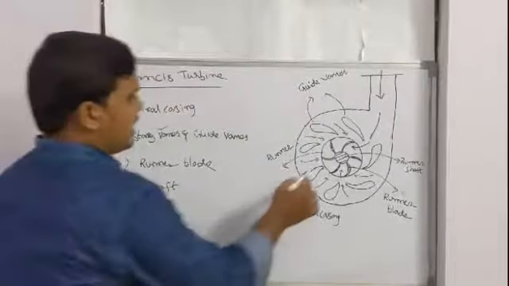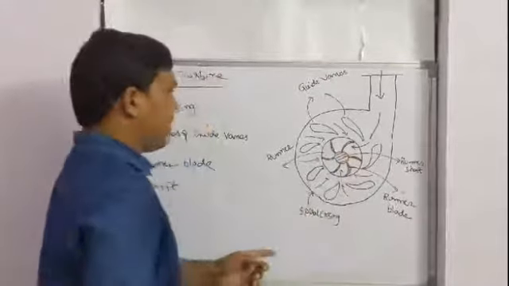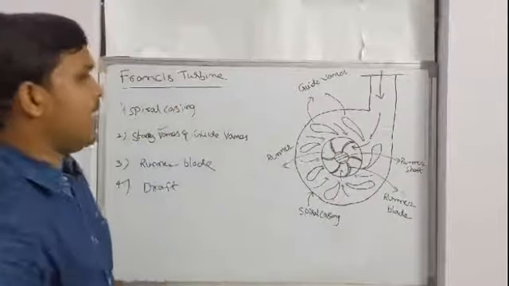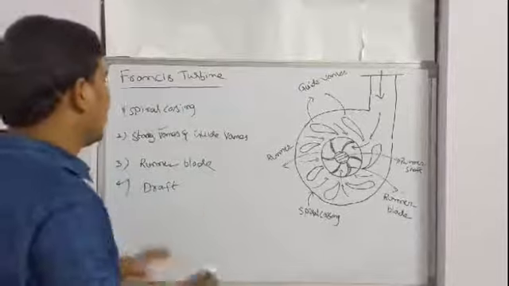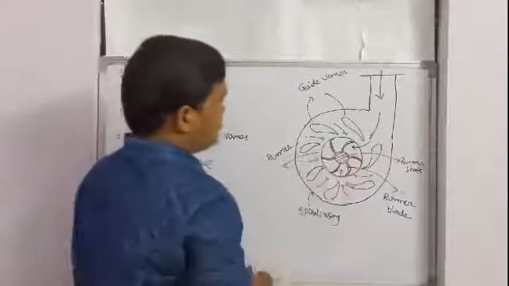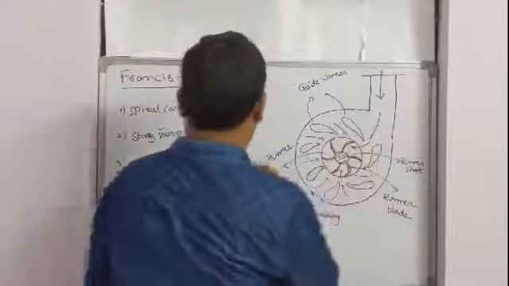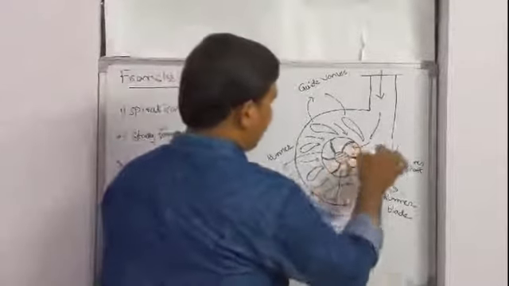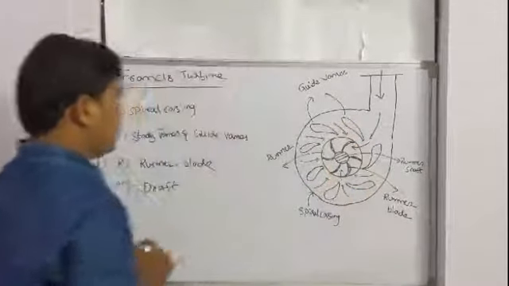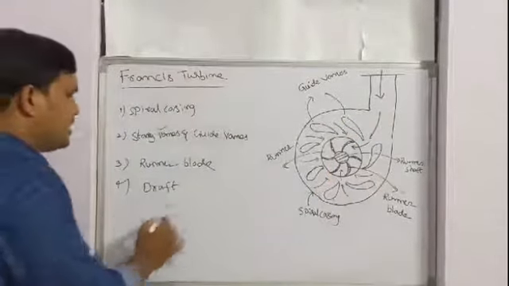And the runner blades, these are the runner blades. The power developed by the entire turbine and the efficiency of the turbine purely depend on the runner blades. When the water is coming, this is a runner blade. The runner blade is situated in the runner of the turbine, and the last one is the draft tube.